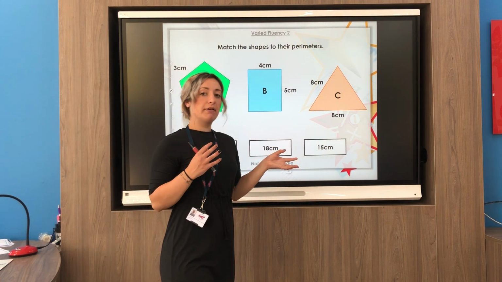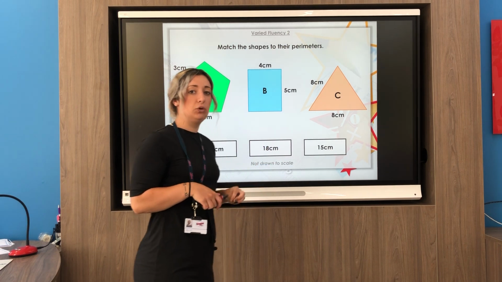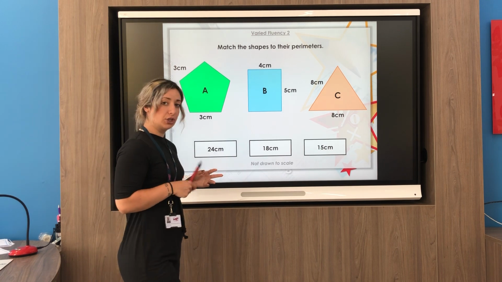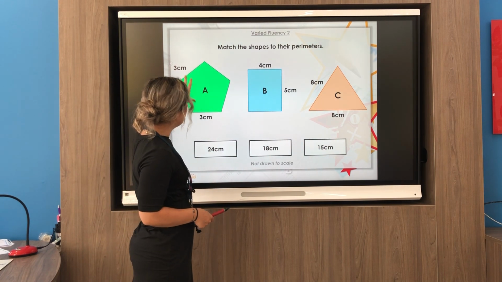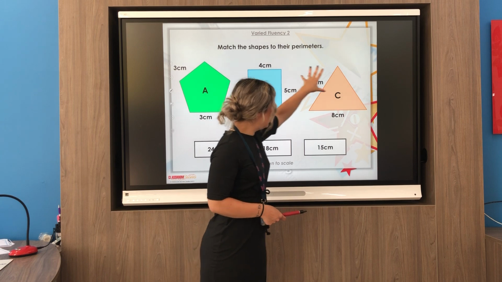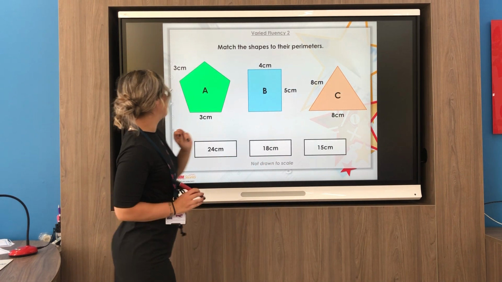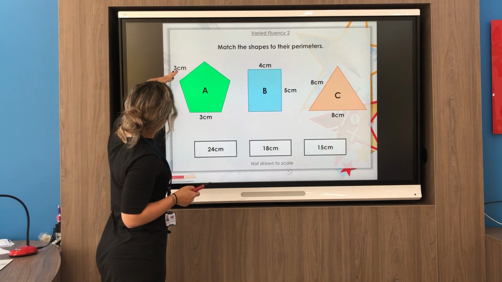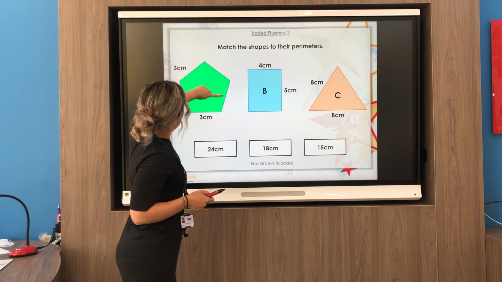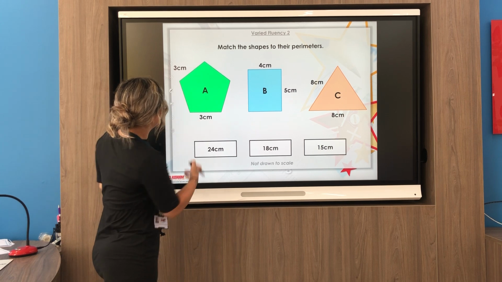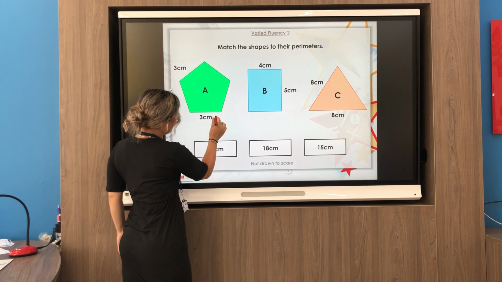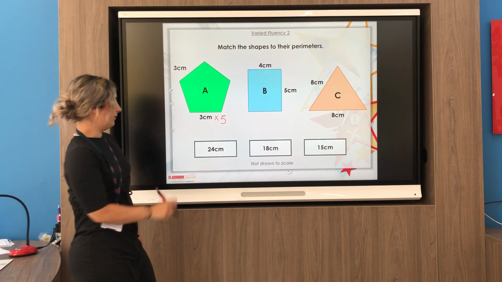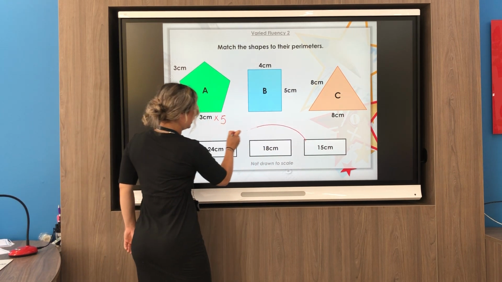Okay, these are a matching activity which you probably will have in your pack. You're going to match the shapes to their perimeters. So another 2-step problem, you need to work out what the perimeter for each shape is before you can then link them together. So I'm going to have a look. How many sides does this shape have? 1, 2, 3, 4, 5. So I'm going to do 3 times 5 because there's 5 sides. 3 times 5 is 15 and that can go and link up.